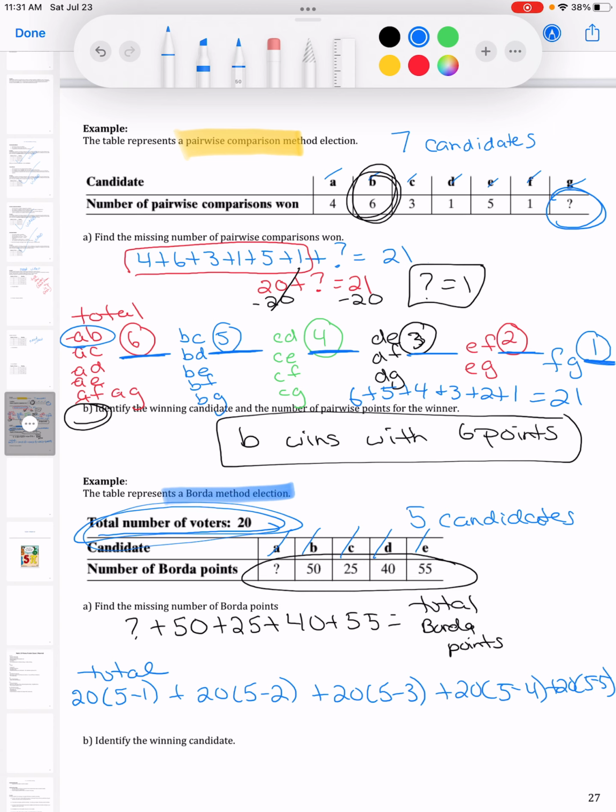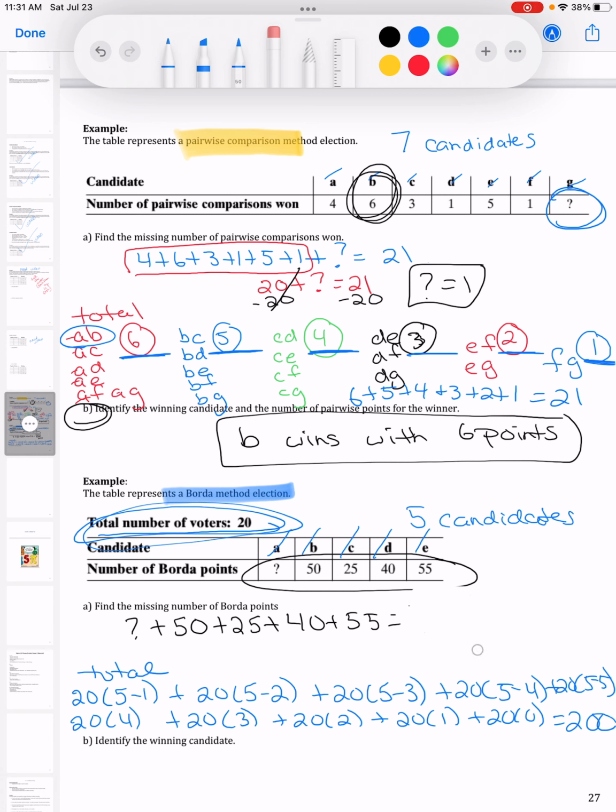There are a couple different ways you can type all that in. You can type it in just like that. We've talked about this when we did our Bordas. You can reduce it down to start with if you want to. But however you type that in, you're going to get the total is 200. So my total number of Borda points is 200.